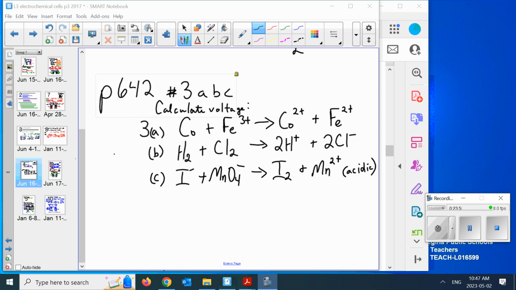So I want you guys to jot these down. You can reference them. It's from a different book though. Page 642, 3ABC. Calculate the voltage of these 3 overall. So write down the questions and then we'll get to doing them after.